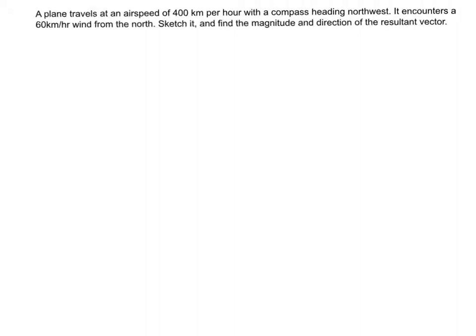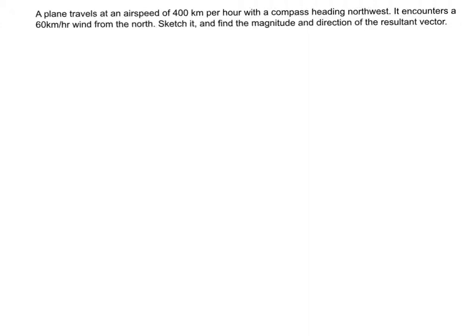In this example, we have a plane traveling at an airspeed of 400 kilometers per hour with a compass heading northwest. So let's kind of draw that. And it also encounters a 60 kilometer per hour wind from the north. So sketch it and find the magnitude and direction of the resultant vector. So let's draw it out.